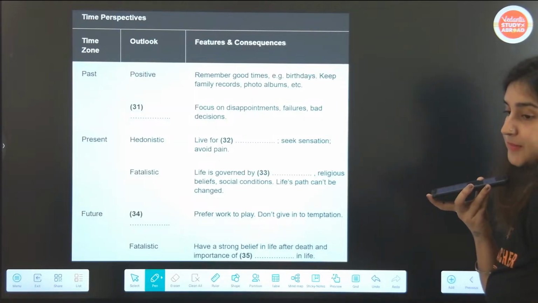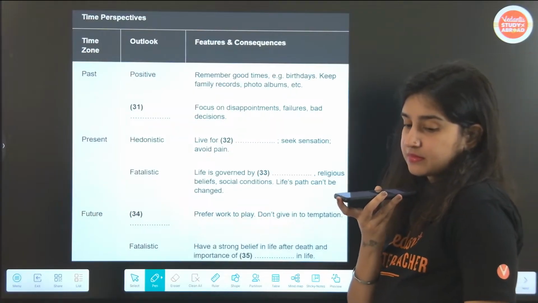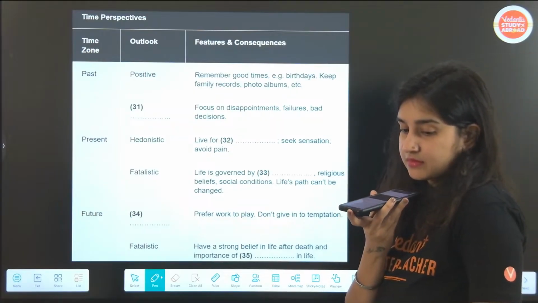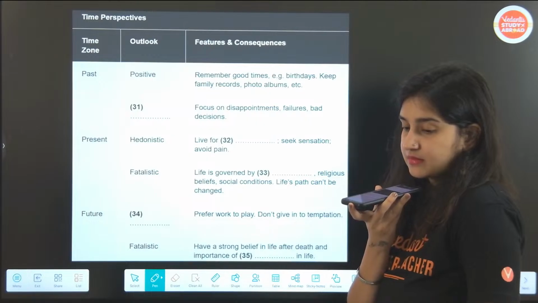Section 4. You will hear a talk on the topic of time perspectives. First, you have some time to look at questions 31 to 40.